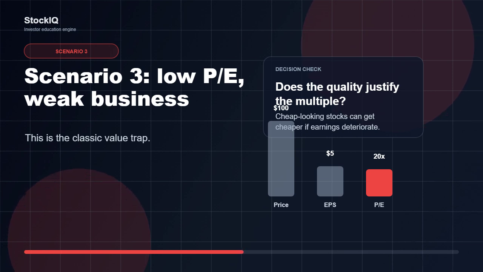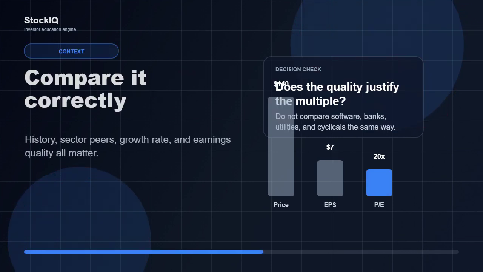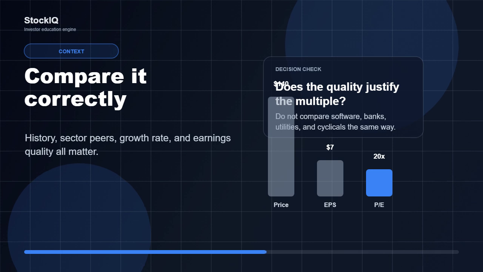So how should StockIQ use P/E? First, compare P/E to the company's own history. Is the stock cheaper than it usually is, or is the business quality changing? Second, compare P/E to sector peers. A software company, a bank, a utility, and a cyclical semiconductor stock should not be judged by the same multiple.